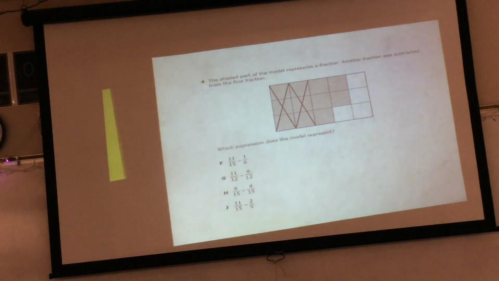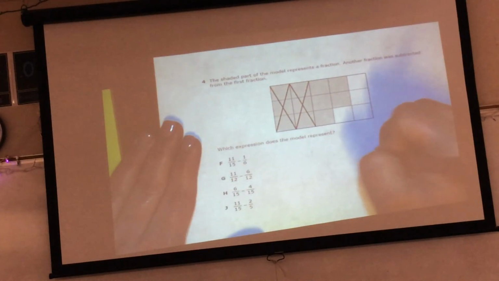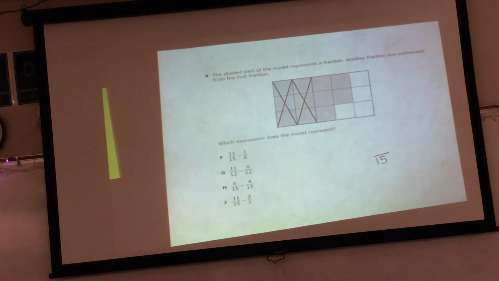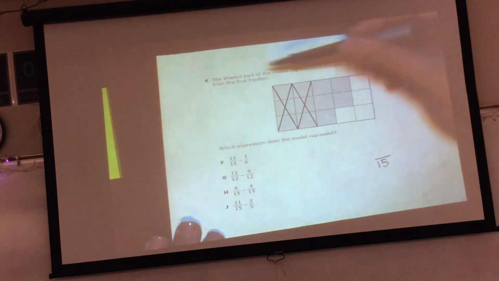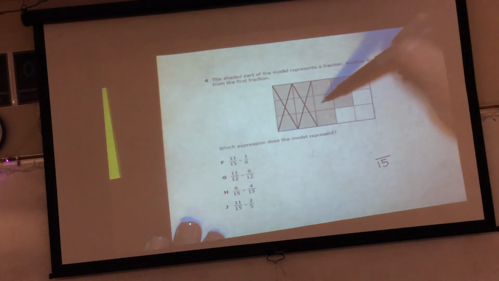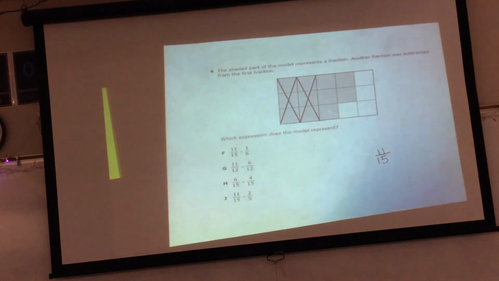Okay, so I first want to find how many total squares there are in this picture. There are 15. How many are shaded? There's 11 shaded. 1, 2, 3, 4, 5, 6, 7, 8, 9, 10, 11 are shaded. But what about the ones that are crossed out? Hold on, we're going to get to that.